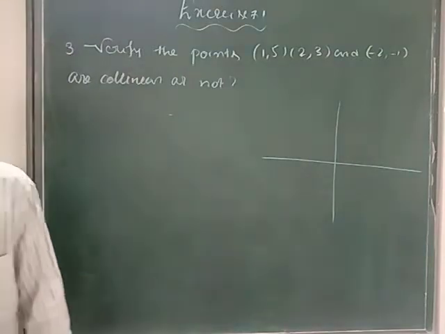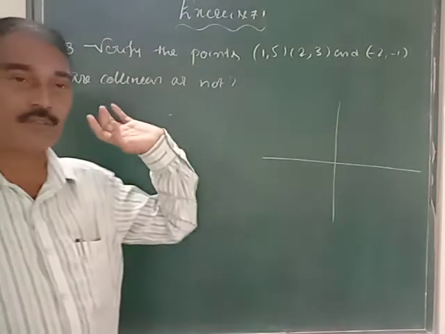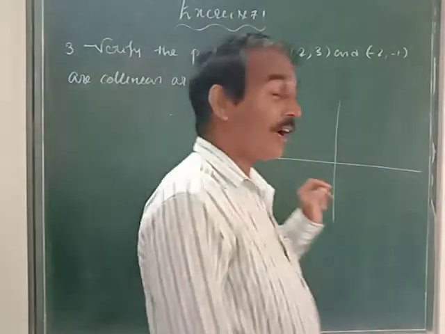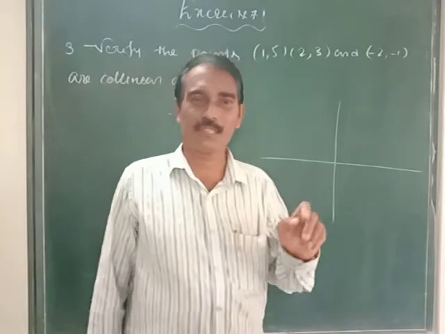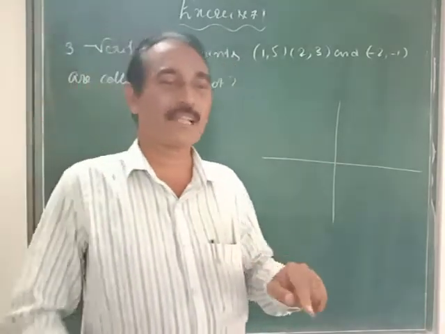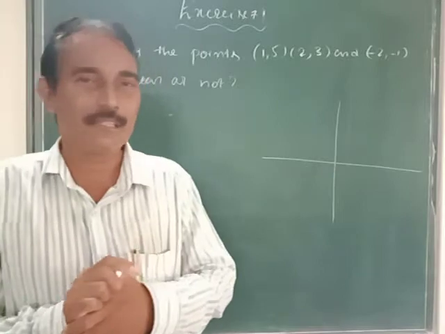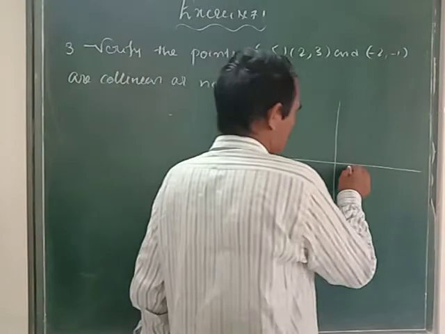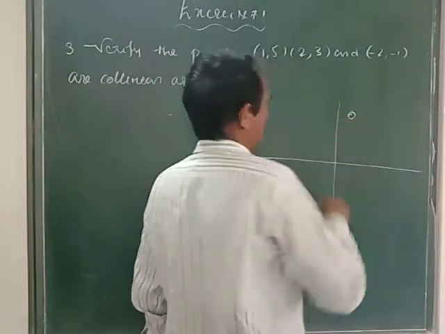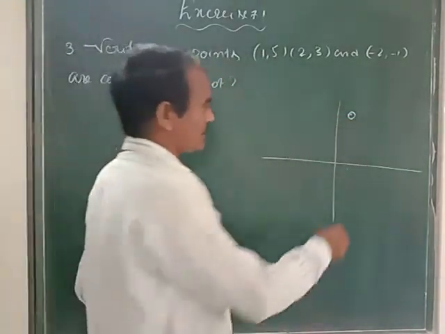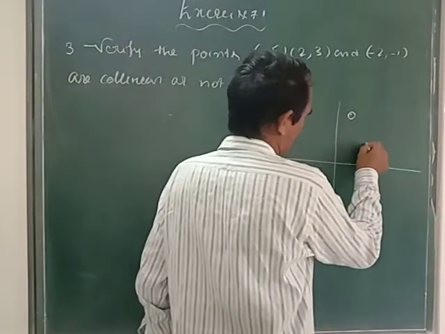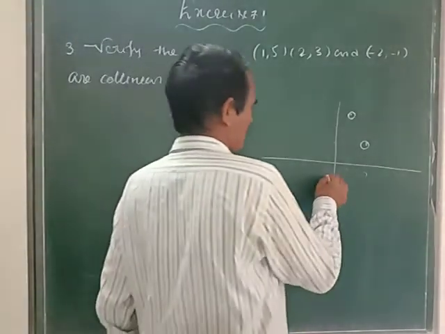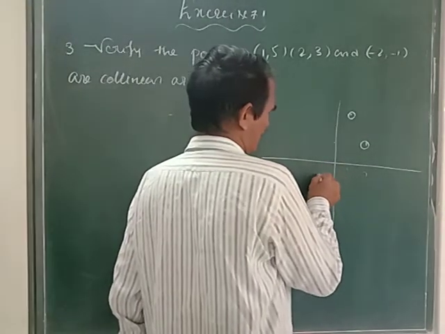What is collinear? First of all, you have to know what collinear means. The points lie on the same line. Suppose 3 or more points are given and all the points lie on the same line, that is called collinear. So just observe that (1, 5). Suppose here 1 is there, here 5, this is 1 point. (2, 3): this is 2, this is 3. And (-2, -1) is here, x is minus 2 and y is minus 1.